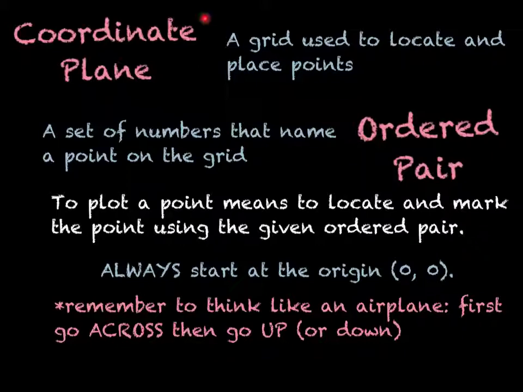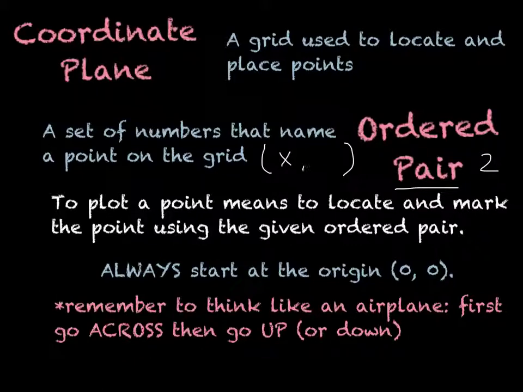First, we need to know what a coordinate plane is. A coordinate plane is a grid that's used to locate and place the points that we're going to be using. An ordered pair is a set of numbers that name a point on the grid. Ordered pairs have a specific form. They're always going to be shown inside of parentheses, and the word pair helps indicate for us that there are going to be two numbers.